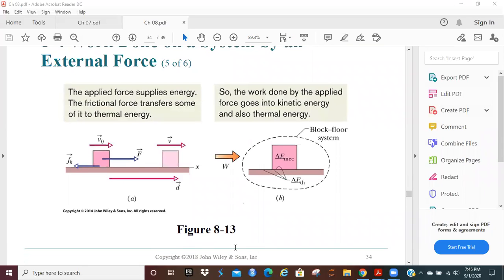So the applied force is going to supply energy. The frictional force transfers some of it to thermal energy. So we've got a block here. We're forcing it to go this way. We've got our initial velocity, and then we've got our final velocity. This is the displacement. As the block moves along, the kinetic friction is going to work against that. So the work done by the applied force goes both into kinetic energy, which puts the block into motion, but it's also going to be thermal energy, where it starts to heat up because it's in contact with the other surface. This is going to be considered to be the block-floor system.